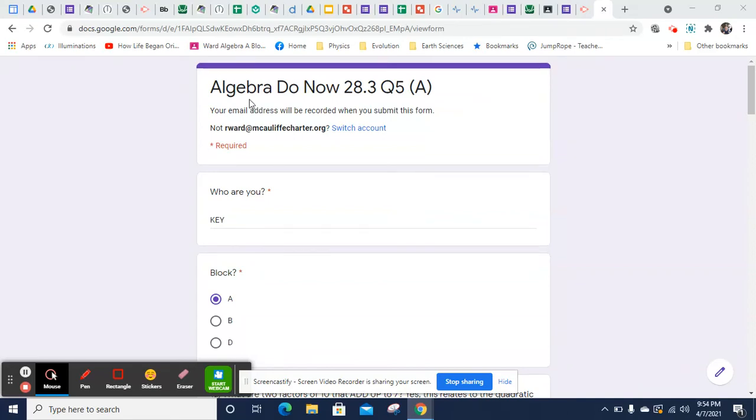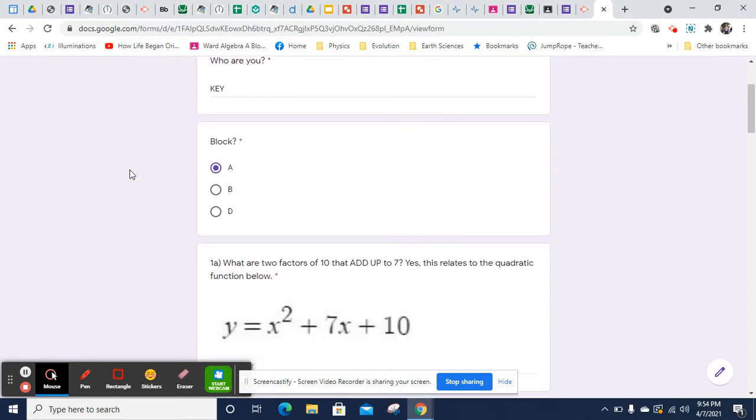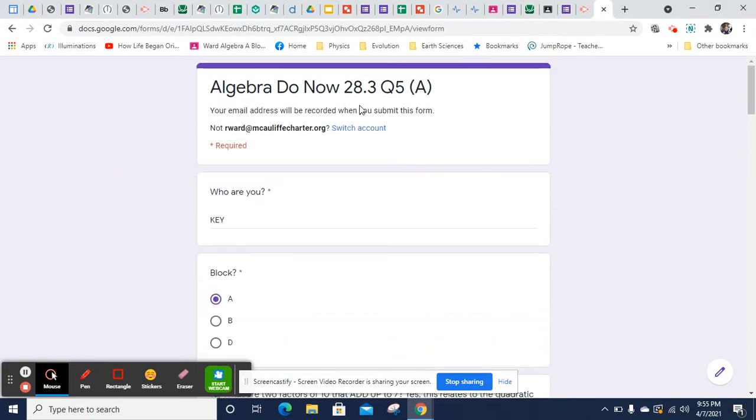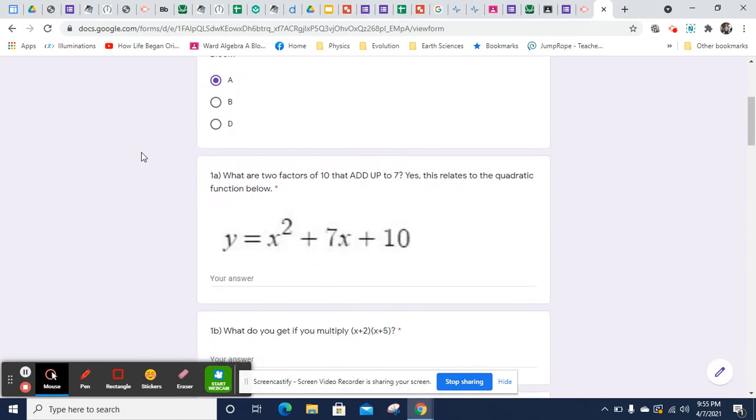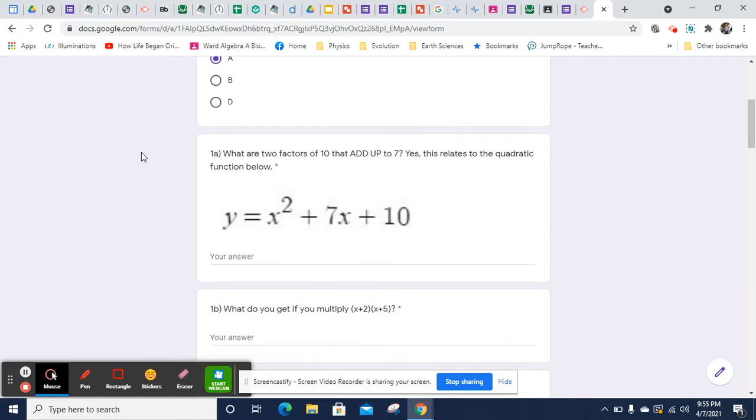I'm going to do a video key for Algebra Do Now 28.3, which I will be fully transparent is in service of prepping you for quadratics 5. So if this ends up being easy peasy for you, quadratics 5 is probably right up your alley already. But let's go ahead and see what we've got.